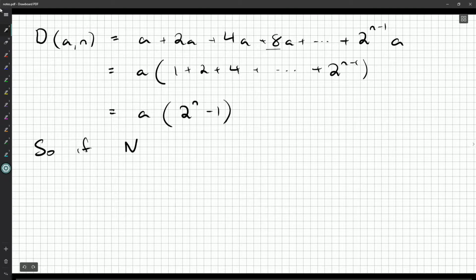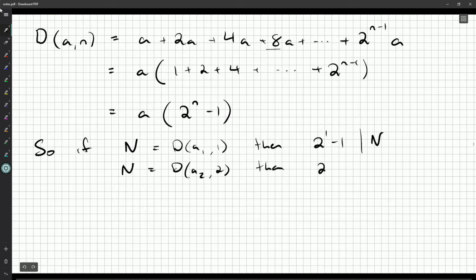I'm going to switch it to capital N just because they had a little n twice in the question. So if n is A1, 1, then 2 to the 1 minus 1 divides n, which is not that interesting. That just means 1 divides n. Well, every number does that. But since it's got to be A something 2, then I can see 3 divides n. We can keep going for the rest of them.